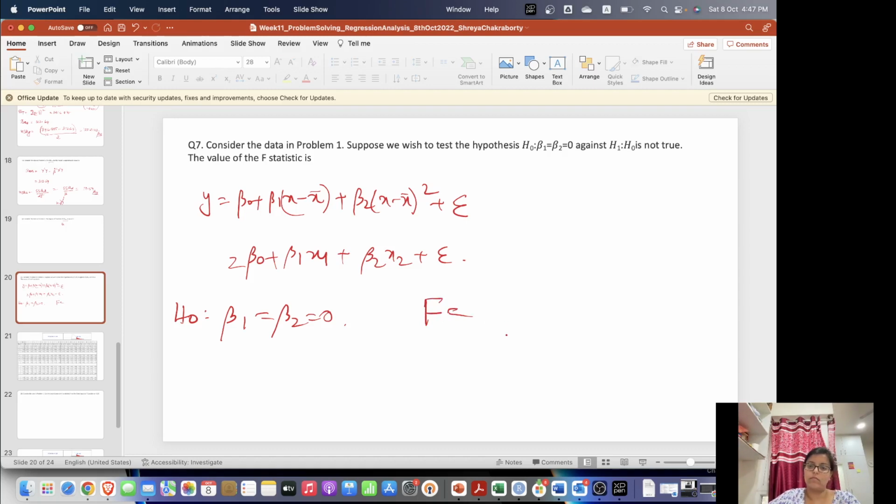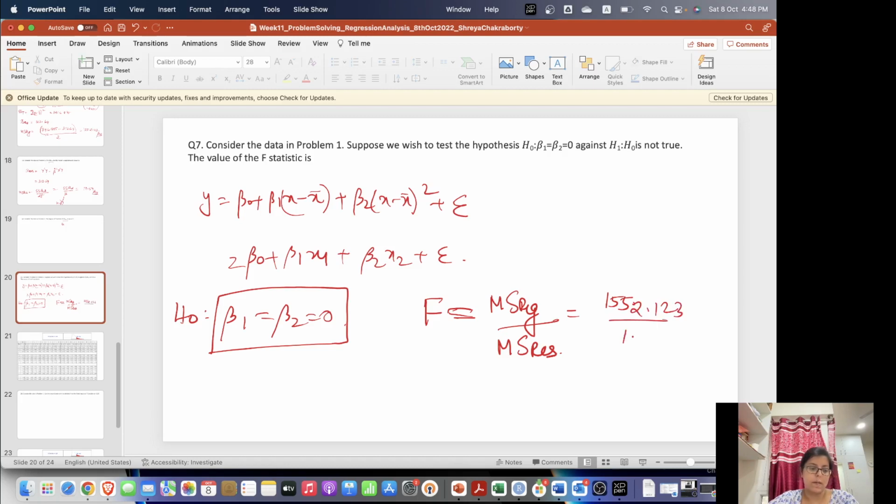MS regression upon MS residual, because this is a global test of significance of the regression line. Okay, so this was our test statistic. And so we have the MS regression value as 1552.123 by 19.54. This is coming out as 79.433. And what would be the F critical value?